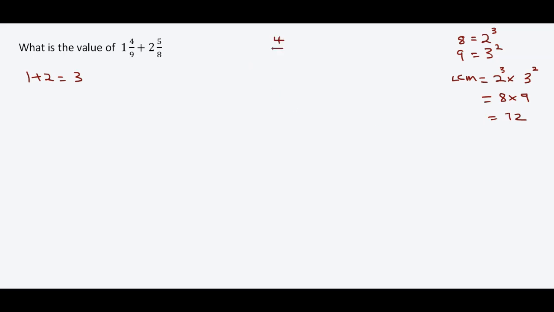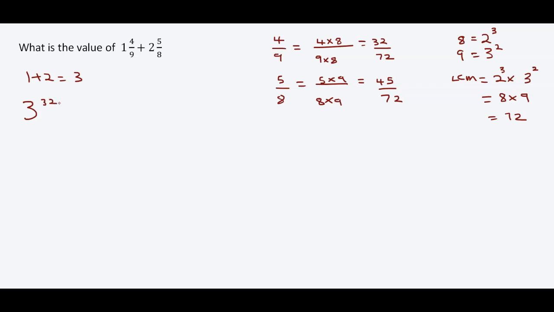So now let's go ahead with 4 over 9. We need to multiply 9 by 8 to get to 72. So we also multiply 4 by 8 to get us to 72. So this is 32 over 72. And then we have 5 over 8. This is going to give us 8 multiplied by 9, 5 multiplied by 9. So we have 45 over 72. So now we have 32 over 72 plus 45 over 72.